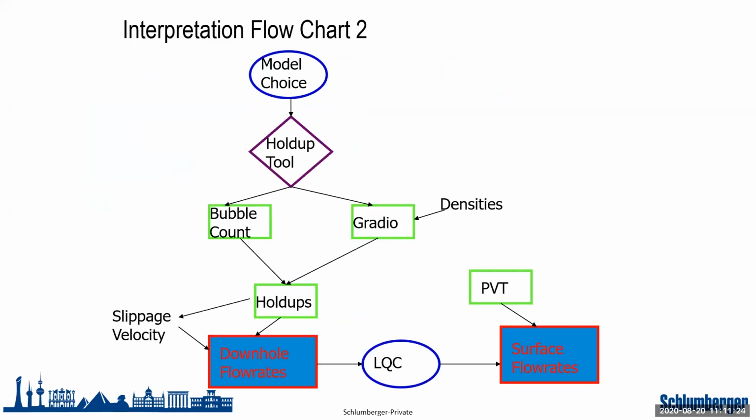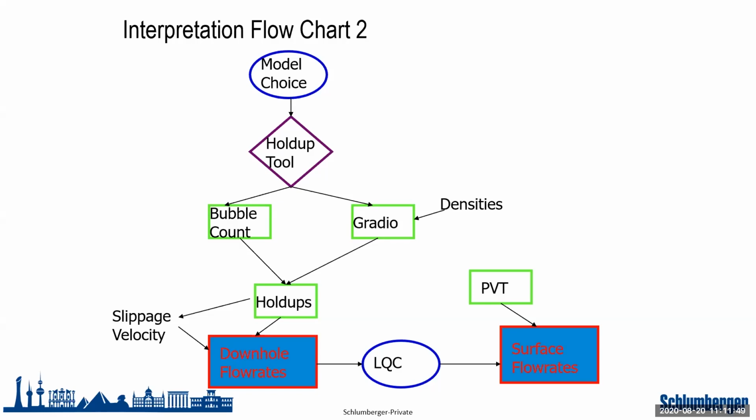The next step is the selection of your slippage model, the model choice. So, the input from hold-up: the hold-up tool is going to either give me, as we saw with the probes, a bubble count, or the Gradiomanometer is going to give me the density of the mix.